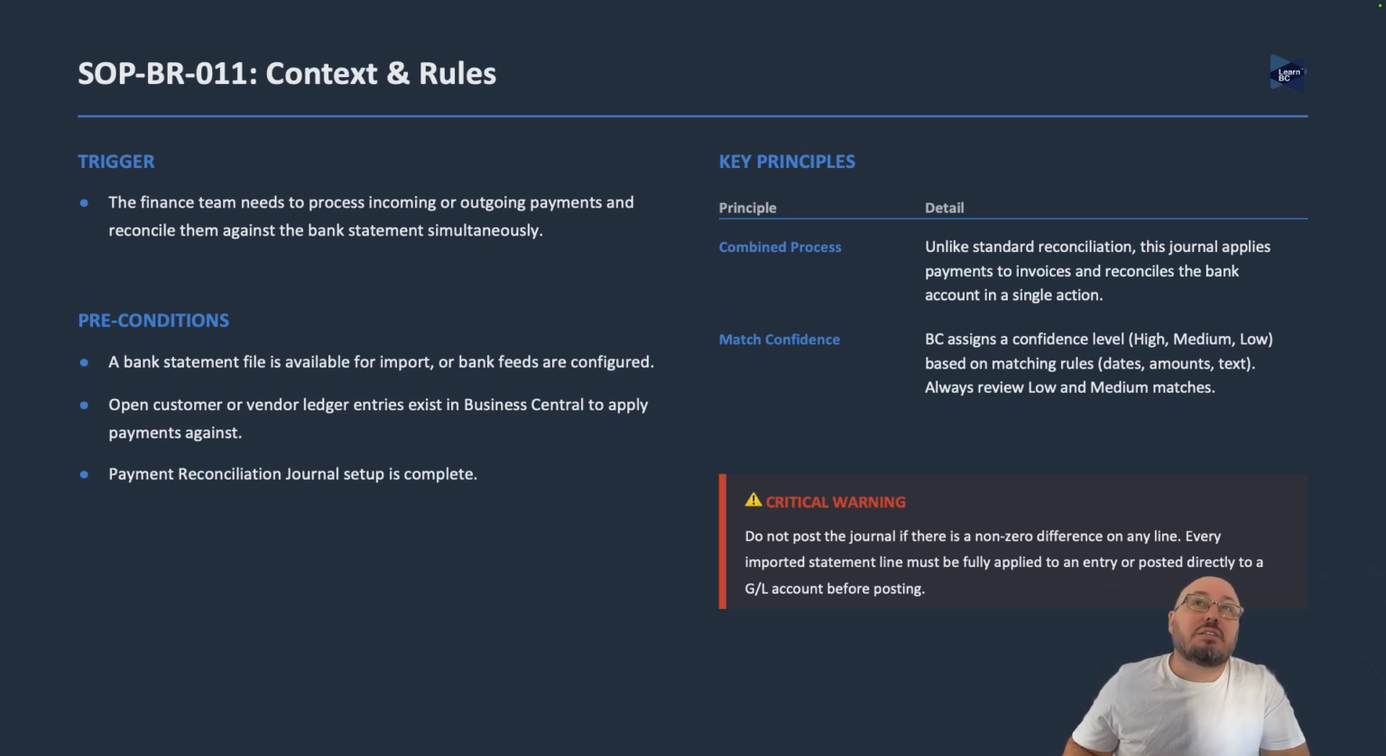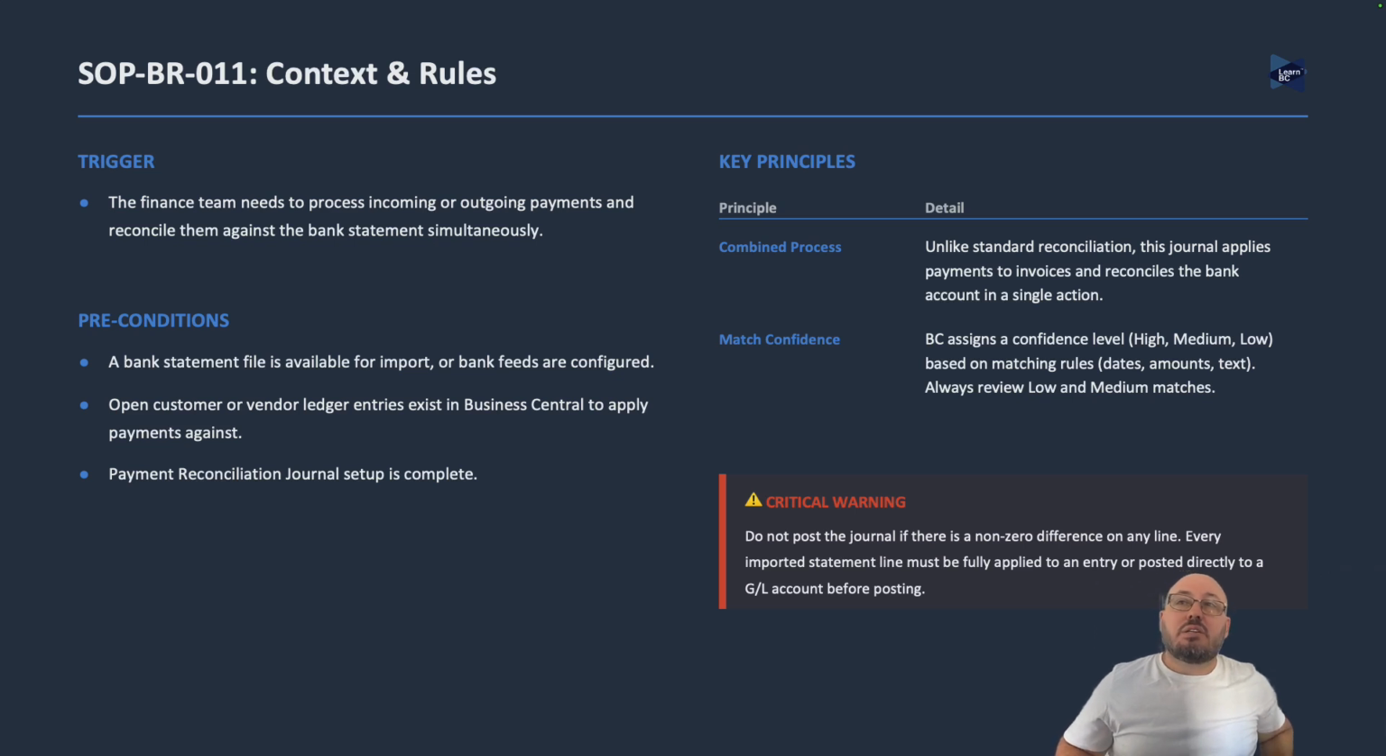So key principles, it's a combined process. Unlike standard reconciliation, the journal applies payments to invoices and gives you the option to reconcile the bank account in a single action. Again, I like to keep them separate, and we'll talk more to that. The match confidence, BC assigns a confidence level: high, medium, low, or non-existent. And based on matching rules, dates, amounts, text, always review it, and you can build the logic in it to be more and more confident.